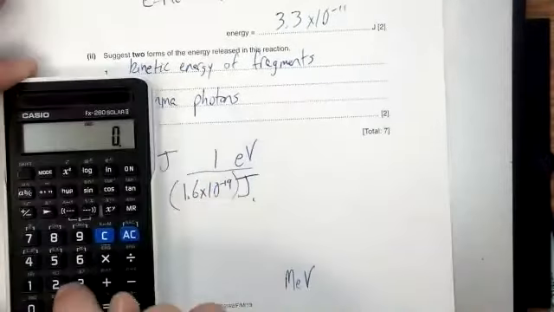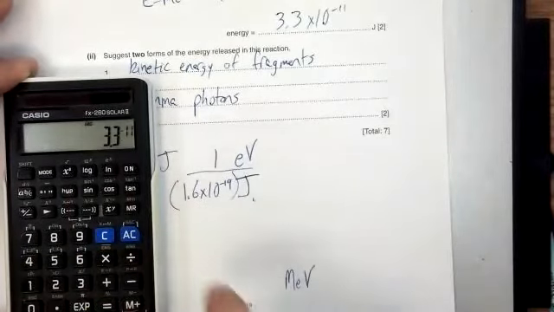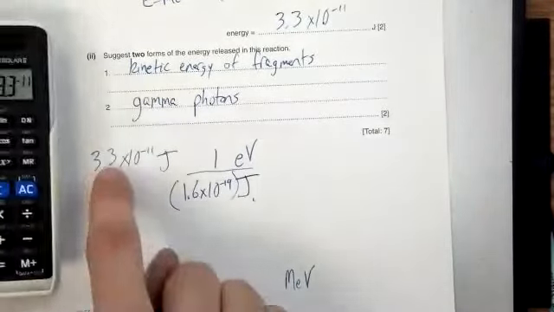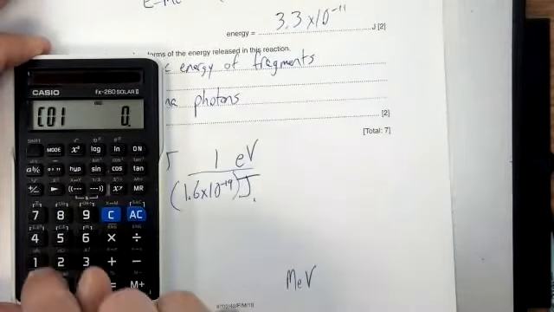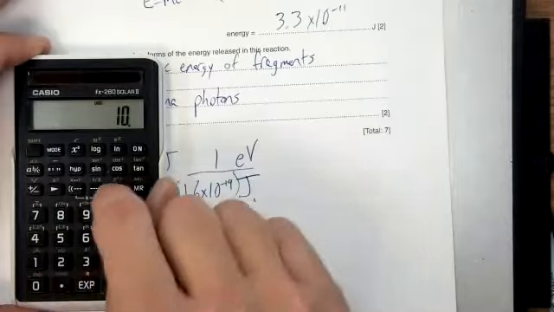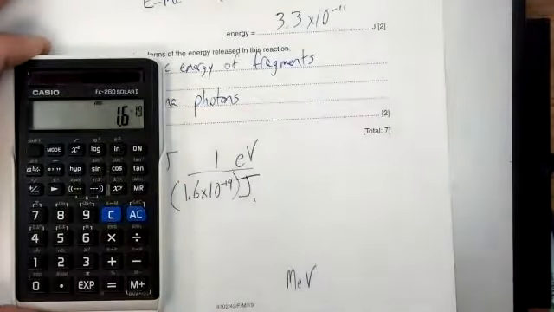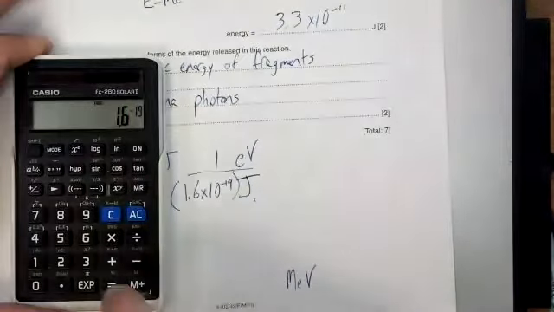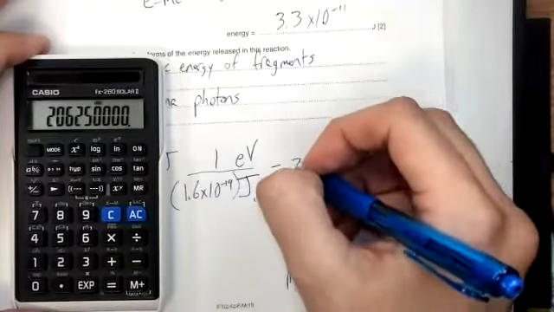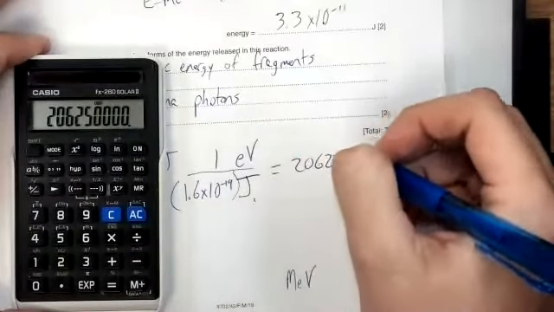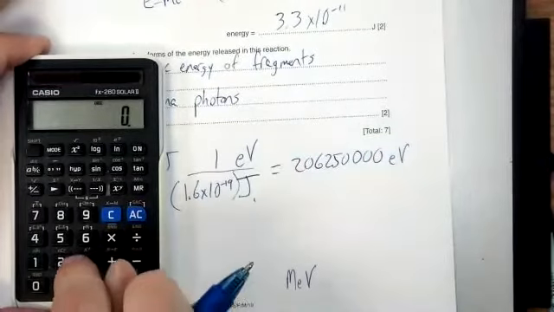So I'm going to take my 3.3 by 10 to the negative 11, that's the number I have in my numerator, divided by, open parentheses, 1.6 times 10 raised to the negative 19. When I close the parentheses, I see, yep, that's the number I wanted to divide by, that really, really tiny number, which gives me a big answer. So I have 206,250,000 electron volts.